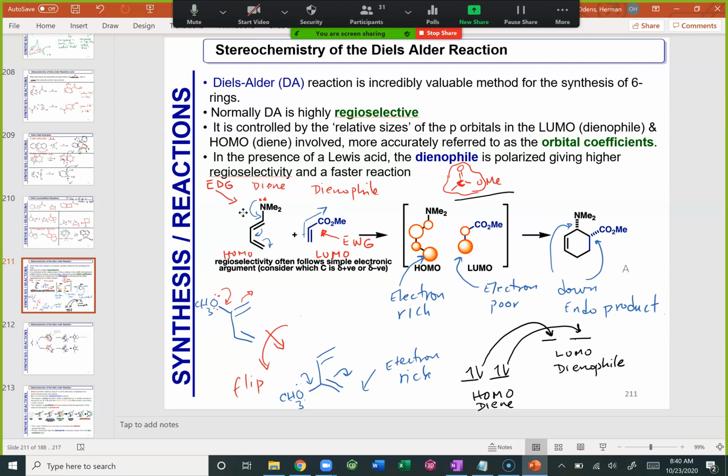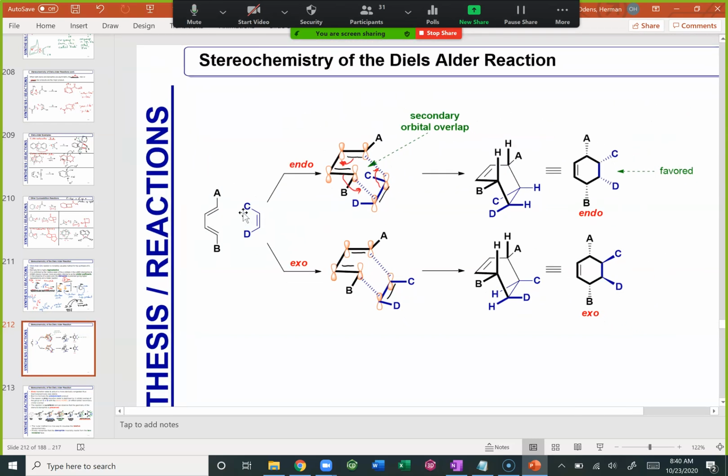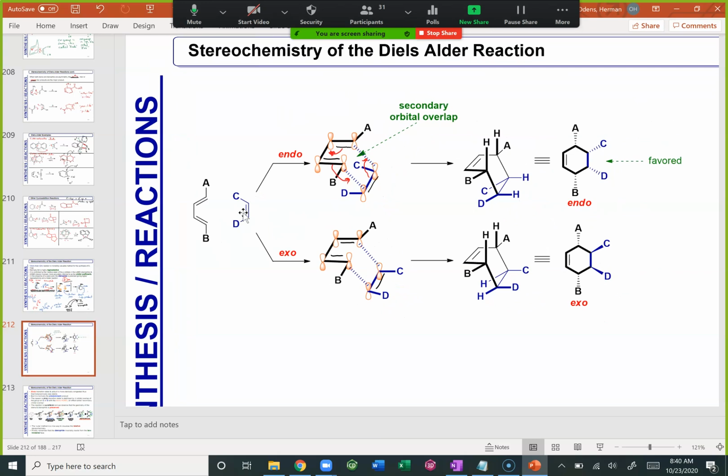All right, so we're going to use this model. I did some searching and came up with this, and basically here are the two options. We're always going to put the diene on the top, and right underneath we're going to put the dienophile.